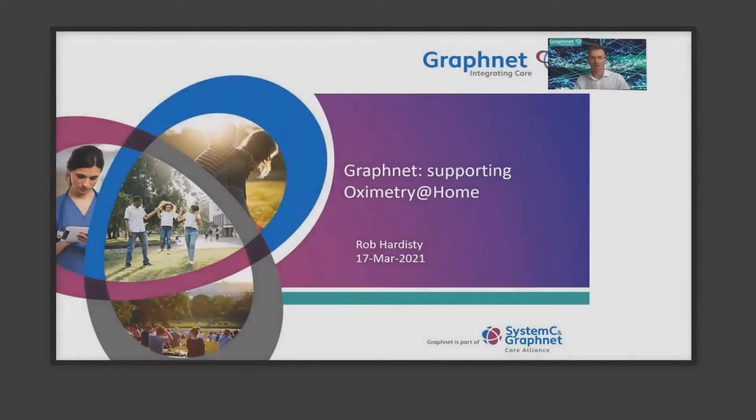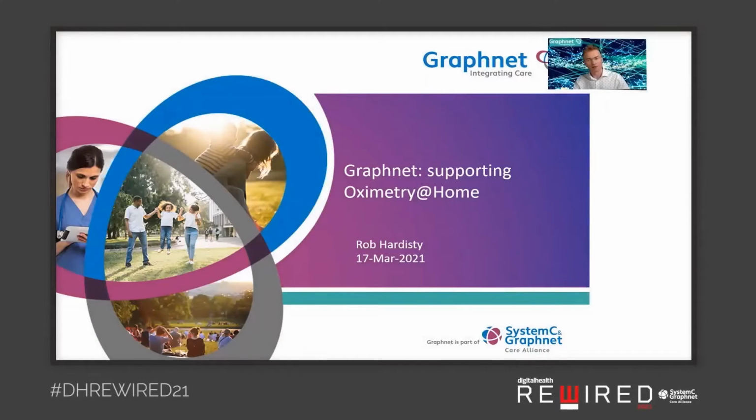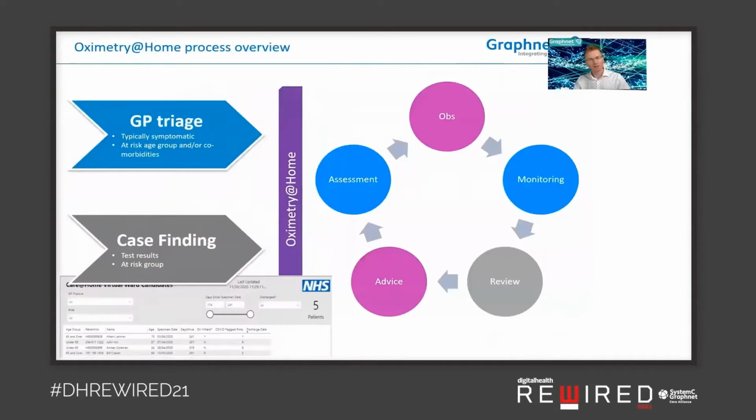I'm going to be explaining how Graphnet's CareCentric shared care record solution is being used to support care teams delivering the Oximetry at Home programme.